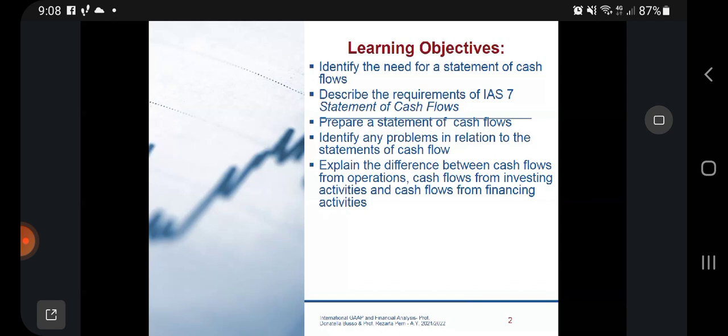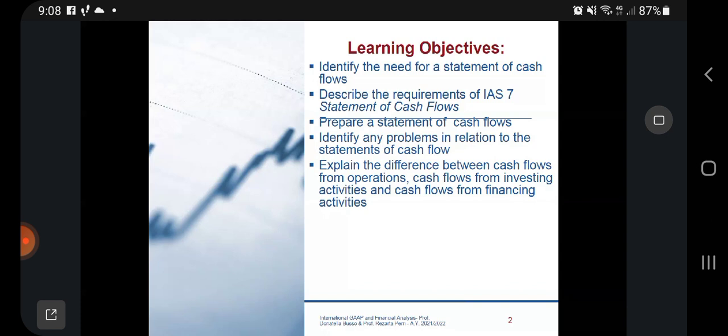And the cash flow statement is the only statement that classifies the cash flows according to 3 different categories as the company itself performs its business operations. And that is a very important advantage for this statement.